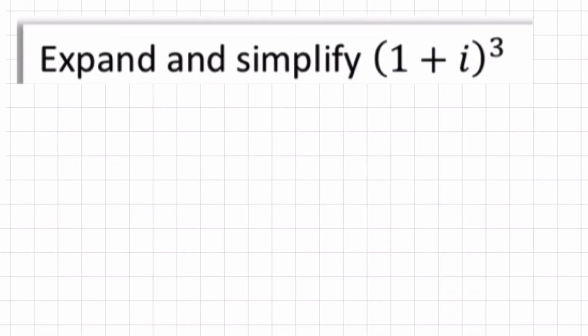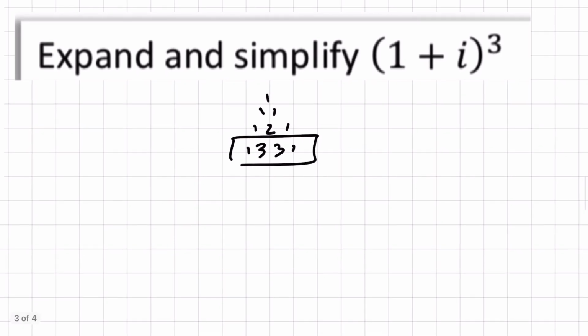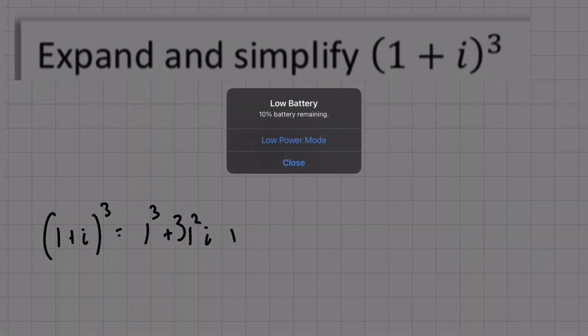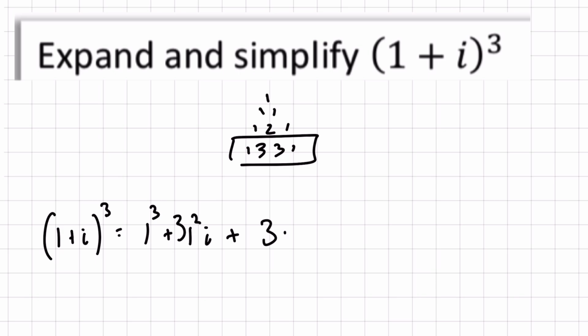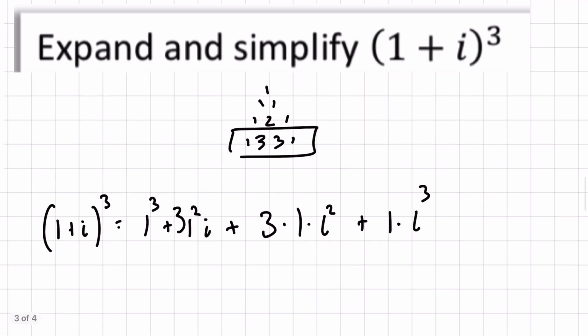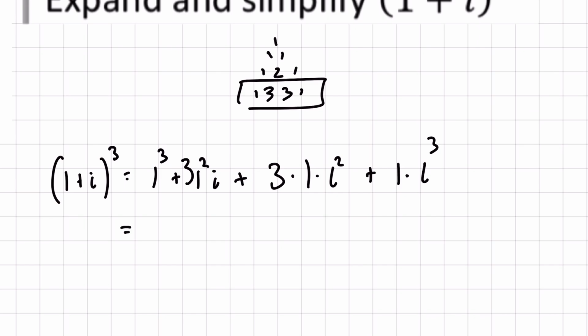Expand 1 plus i cubed, well, we can look at Pascal's triangle here. So we're looking at this one here. So we're looking at 1 cubed. So 1 plus i cubed equals 1 cubed plus 1 squared times i times 3 plus 3 times 1 to the power of 1 times i squared plus 1 times i cubed, and you're left with 1 cubed is 1. 3 times 1 squared times i is just 3i.